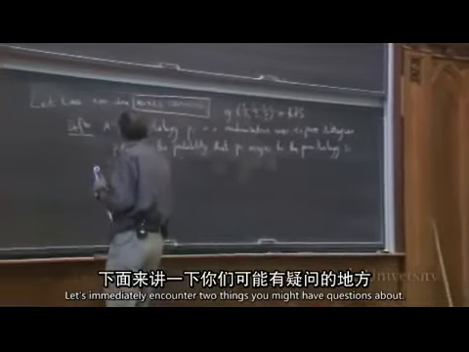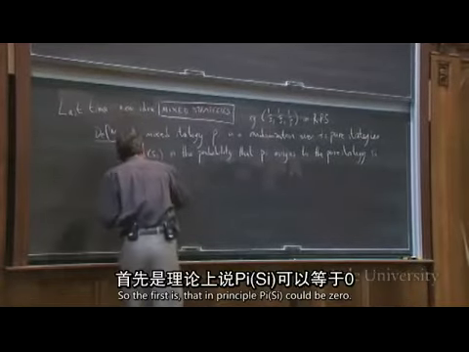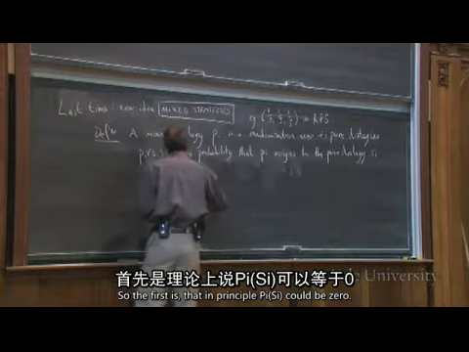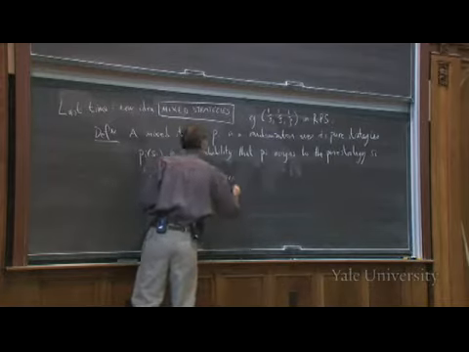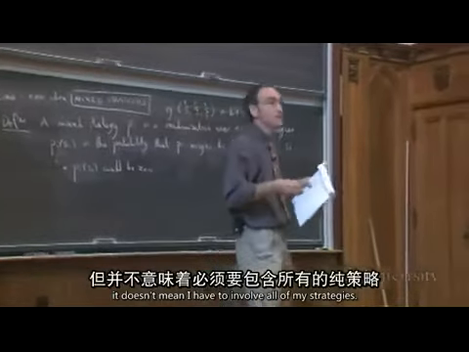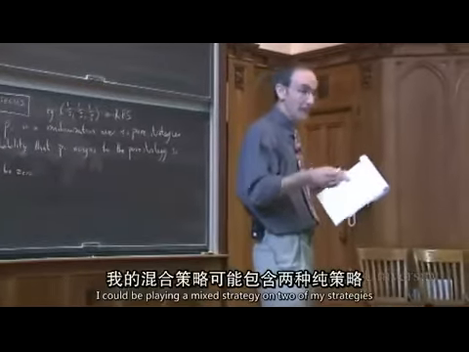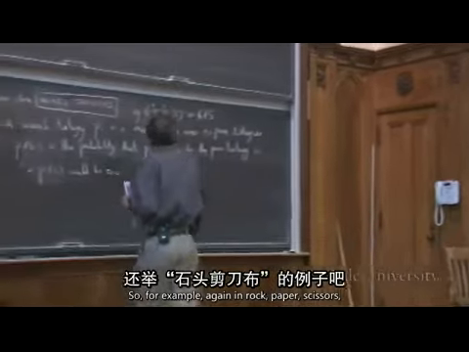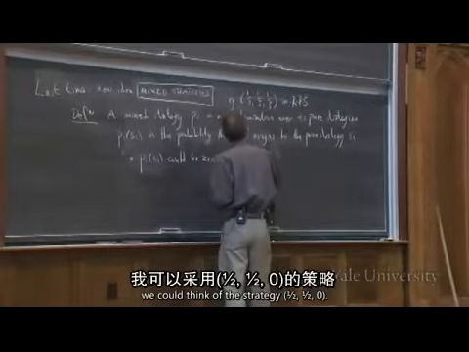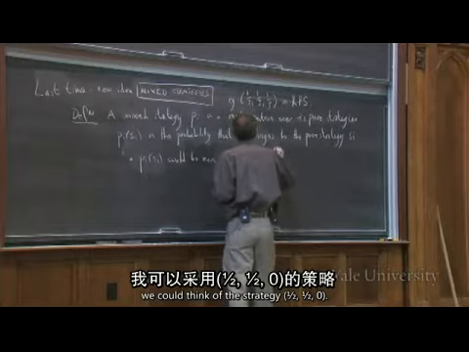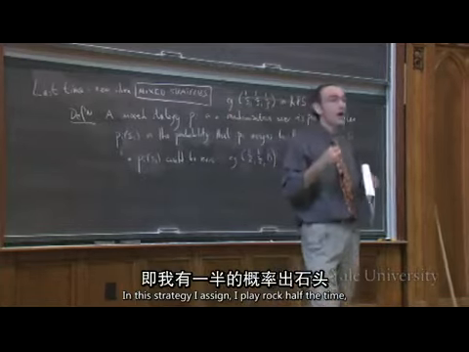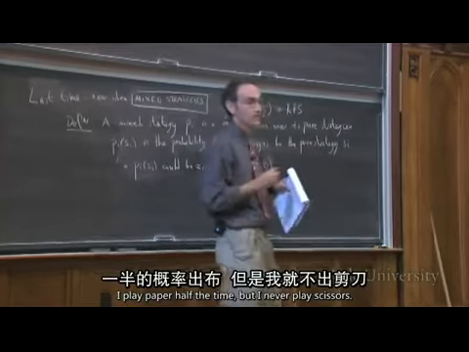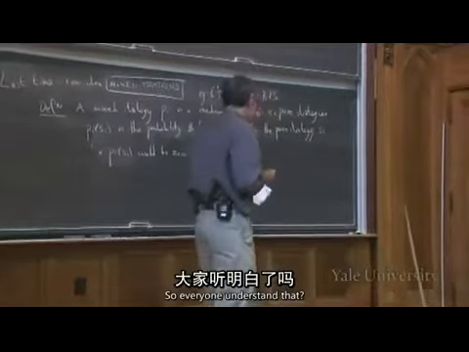All right, let's immediately encounter two things you might have questions about. The first is that in principle, P sub I could be 0. Just because I'm playing a mixed strategy, it doesn't mean I have to involve all of my strategies. I could be playing a mixed strategy on 2 of my strategies and leave the other one with 0 probability. So for example, again in rock, paper, scissors, we could think of the strategy a half, a half, 0. In this strategy, I play rock half the time, I play paper half the time, but I never play scissors. All right, so everyone understand that?